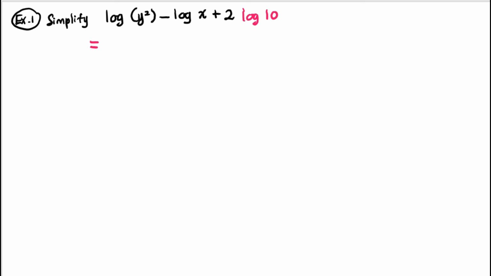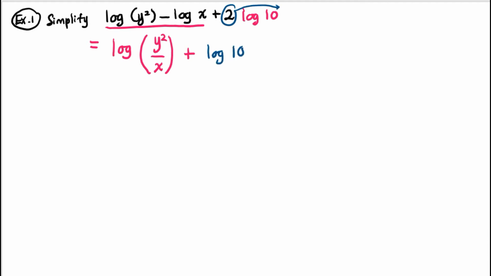So now this can be written as a single log. You want to combine these two first. Minus will become divide, so y squared divided by x, plus with 2. I want to bring 2 up to the power, so I'll have log of 10 to the power of 2. I simplify first, so I'll have log of y squared over x, plus the log of 100.